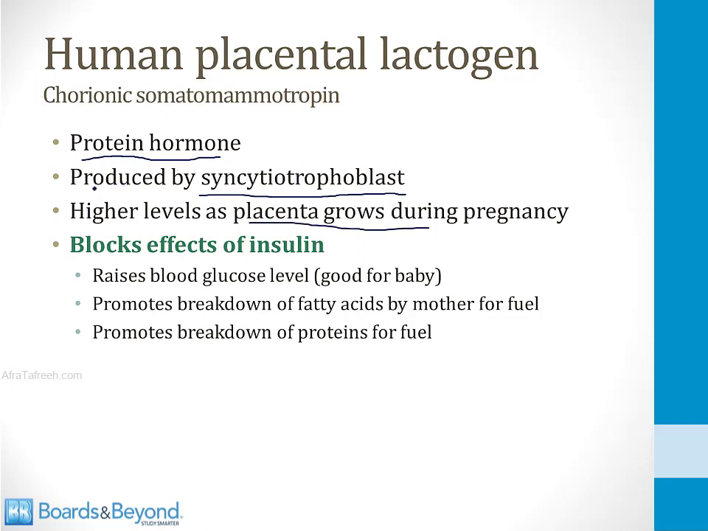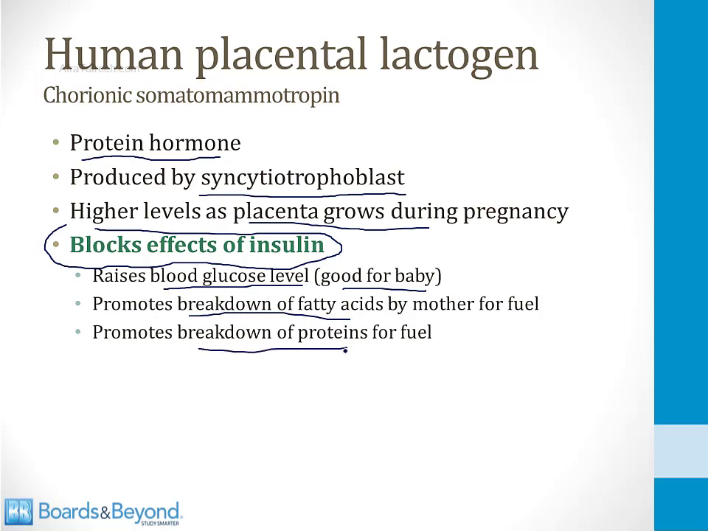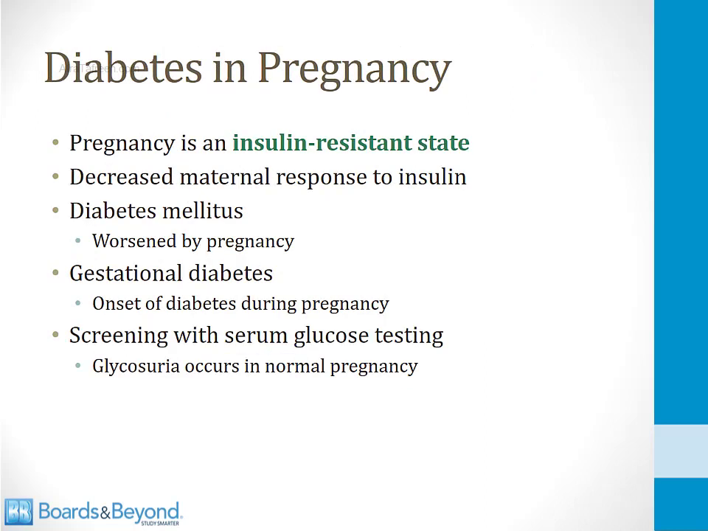And the key thing you want to know about this hormone for step 1 of your boards is that it blocks the effects of insulin. So it raises the blood glucose level in the maternal blood. This is good for the baby. It also promotes the breakdown of fatty acids by the mother for fuel, and it also promotes the breakdown of proteins for fuel. It basically creates a scenario in the mother where her blood glucose level is high and there are lots of fatty acids and amino acids available, and all of this is useful for the baby as it grows. So what this means is that women are vulnerable to the development of diabetes during pregnancy.